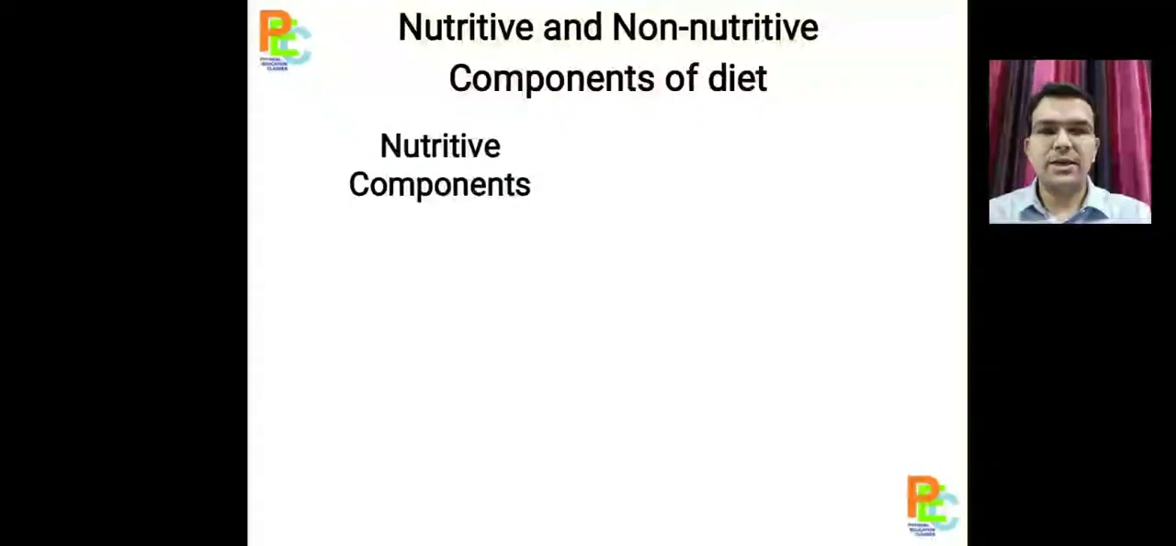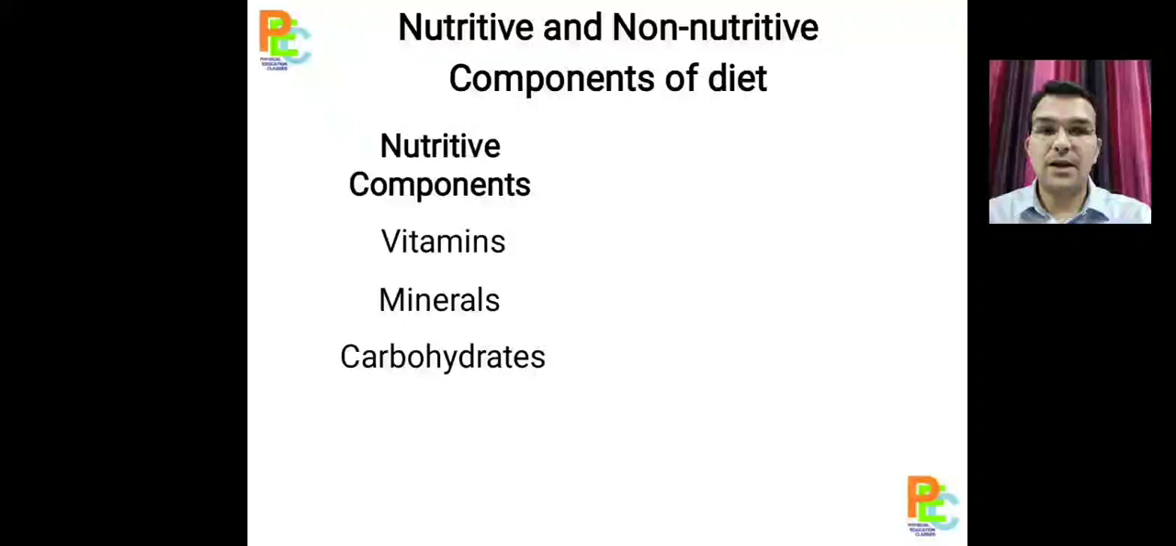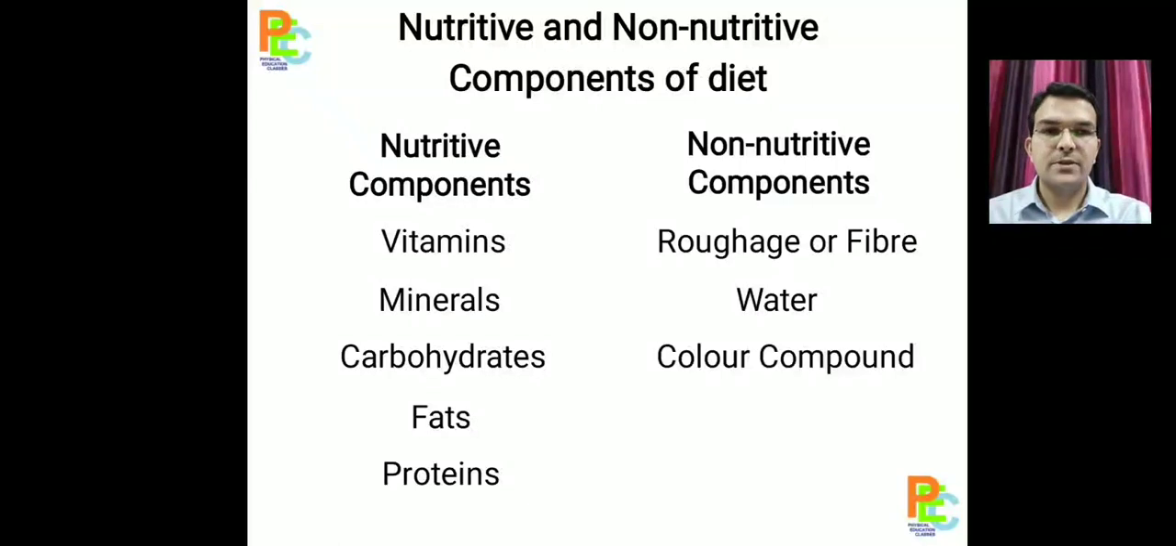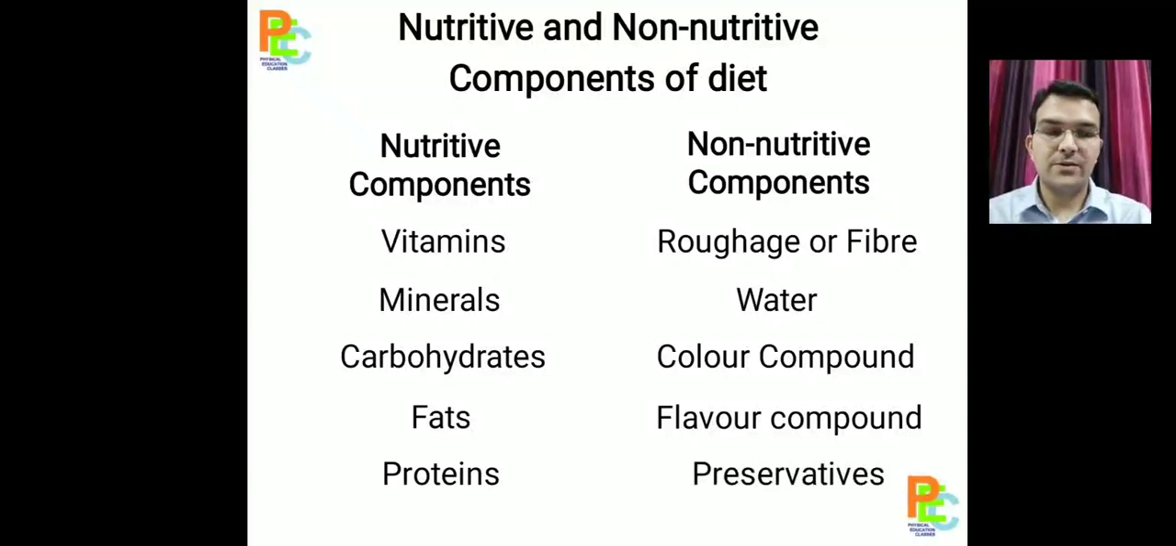Here is the categorization. Nutritive components are vitamins, minerals, carbohydrates, fats and proteins, and non-nutritive components are fiber or roughage in our food, water, color compounds like added colors in our food to give color to the food, and flavored components like added flavor or added sweeteners, artificial sweeteners, and preservatives. These are non-nutritive components. They don't have any nutritive value, but we do use these also in our diet.